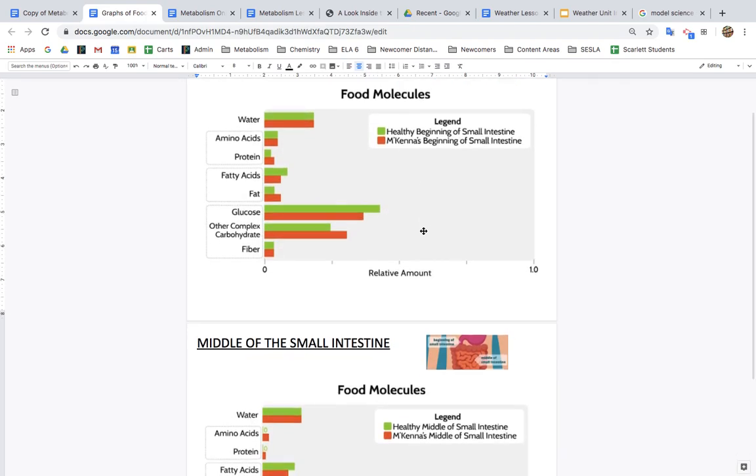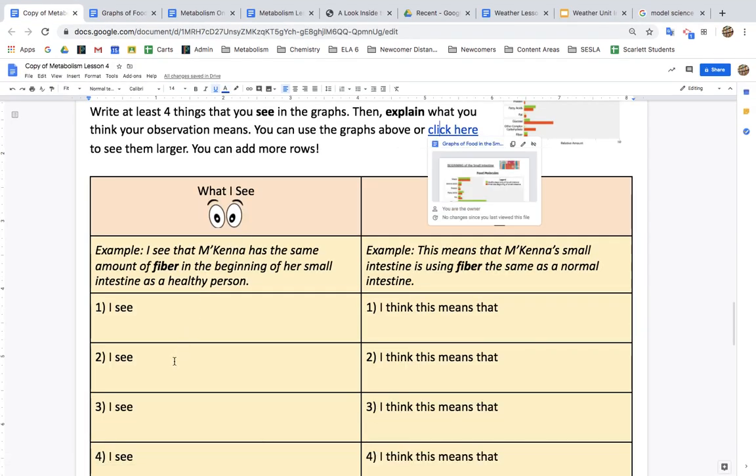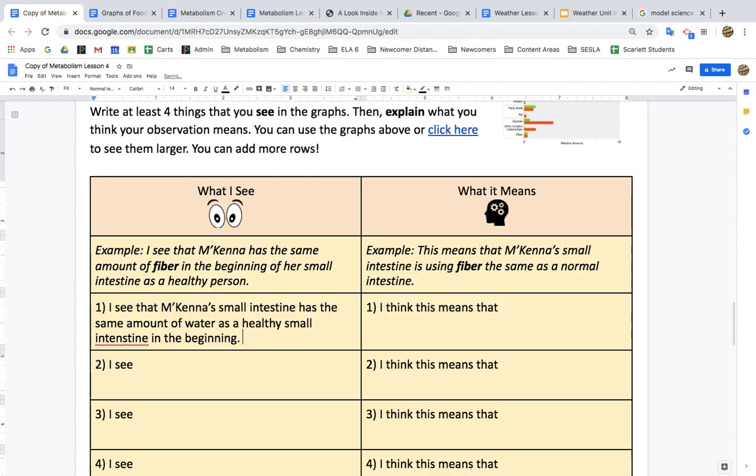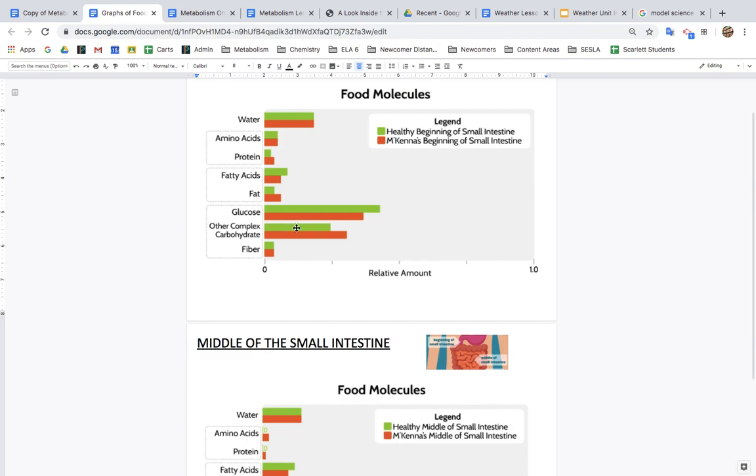So let's notice what we see about water. I might write, I see McKenna's small intestine has the same amount of water as a healthy small intestine at the beginning. Okay, so that's one thing that I see. Let's go back to our graphs.